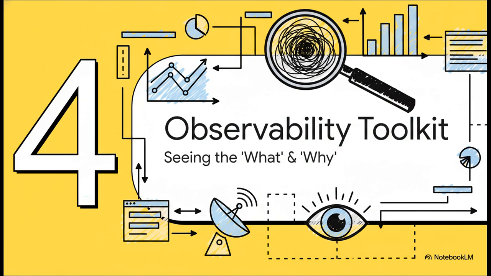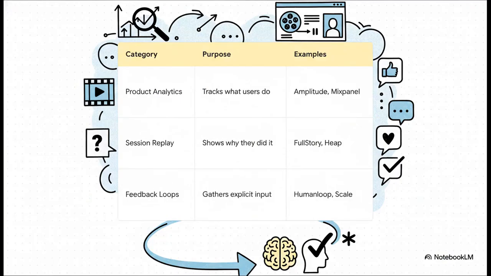Well, you need the right set of tools. You need the right instruments. And this is the modern observability toolkit that really separates the pros from the amateurs. An expert's toolkit really combines three key layers. You start with product analytics tools. Think Amplitude or Mixpanel to get the hard numbers, the what. These are going to track every single one of those regenerate clicks and session drops.